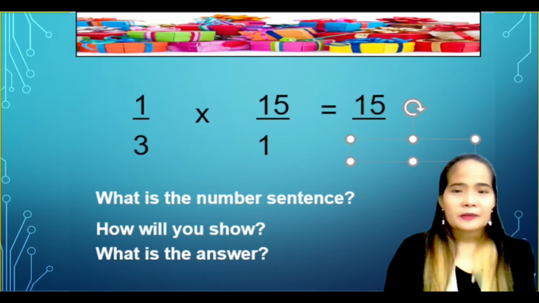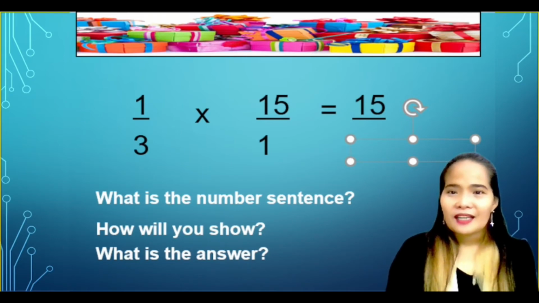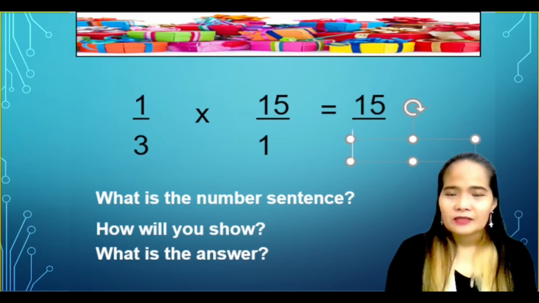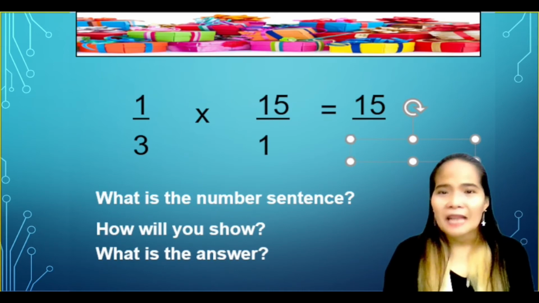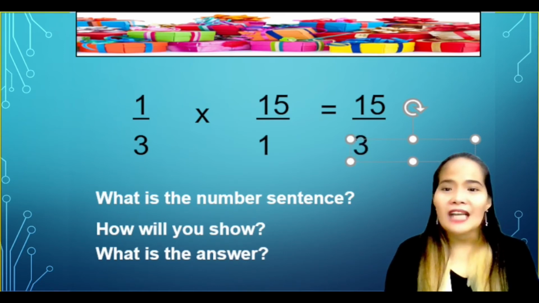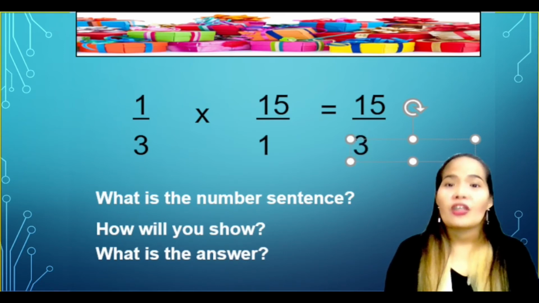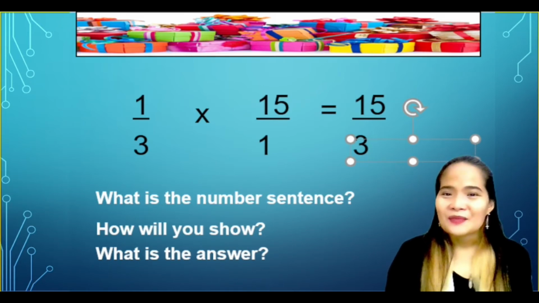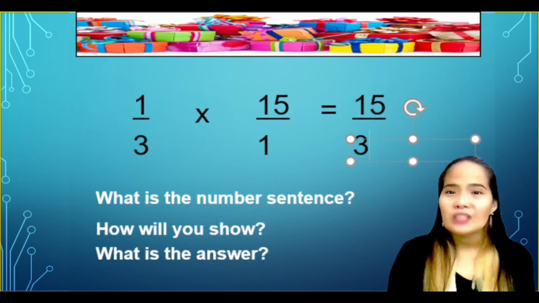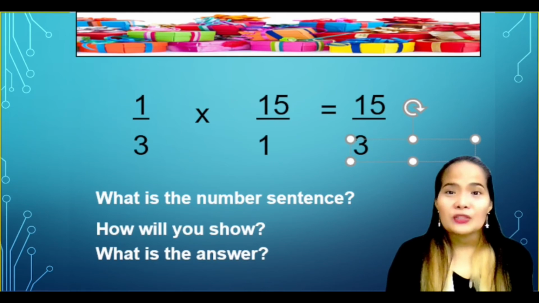Now, pupil number 8, what's the next thing we need to do? Okay, very good. You have to multiply the denominator. So, that is 3 times 1 equals 3. So, we have the answer as 15 over 3. Is this our final answer? Okay, it's not our final answer.